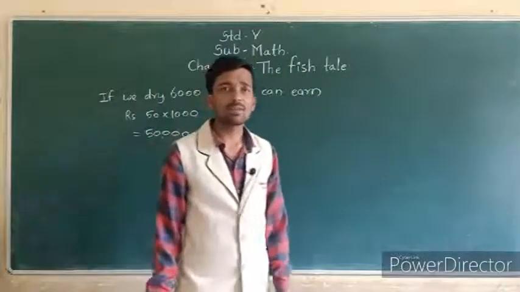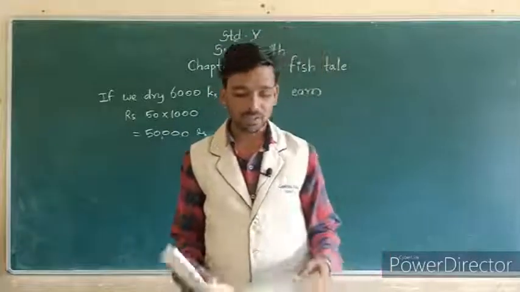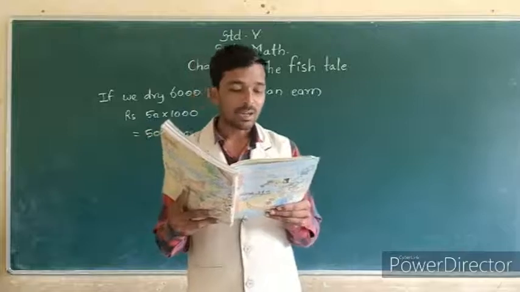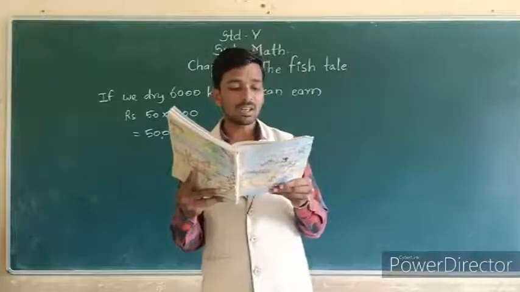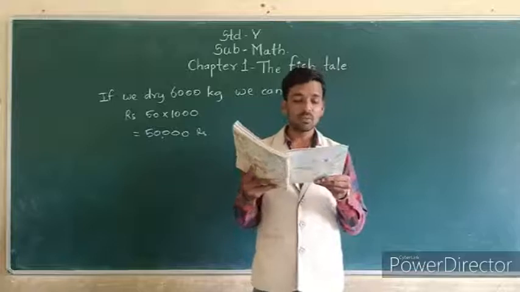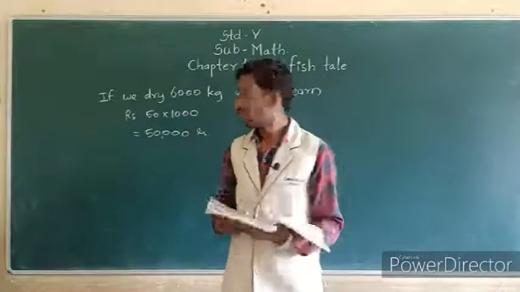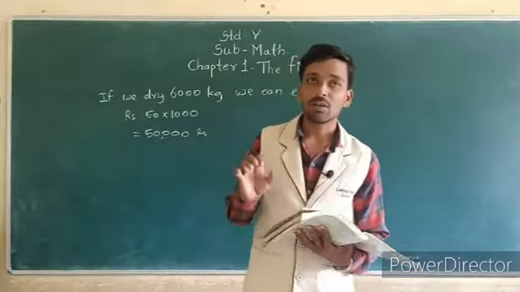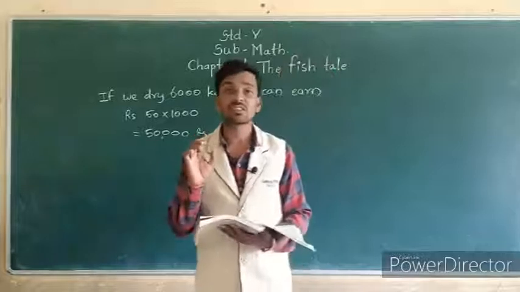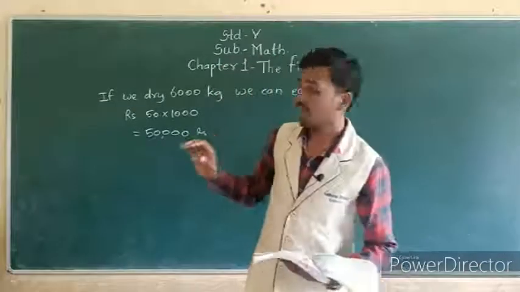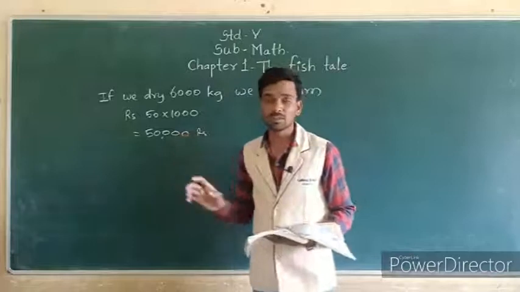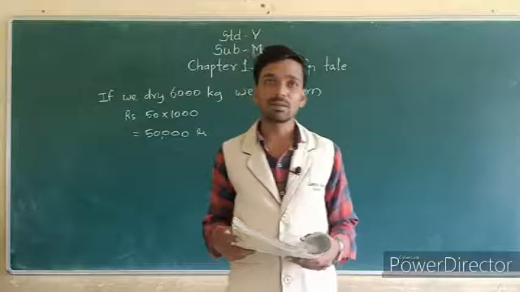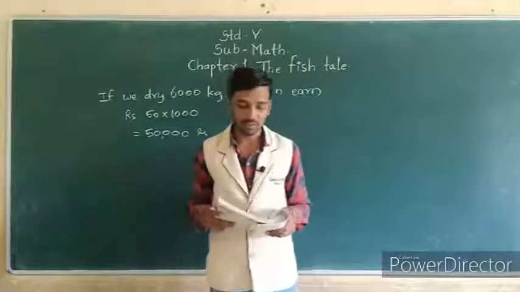Okay, at last period we discussed page number 14, and on page number 14 we saw the last question. If we dry 6,000 kg, we can earn 50 multiplied by 1000, means 50,000 rupees. By using that 6,000 kg of fresh fish, they can earn 50,000 rupees. Okay, so today we will see page number 15. So open page number 15. I will read. Listen carefully.